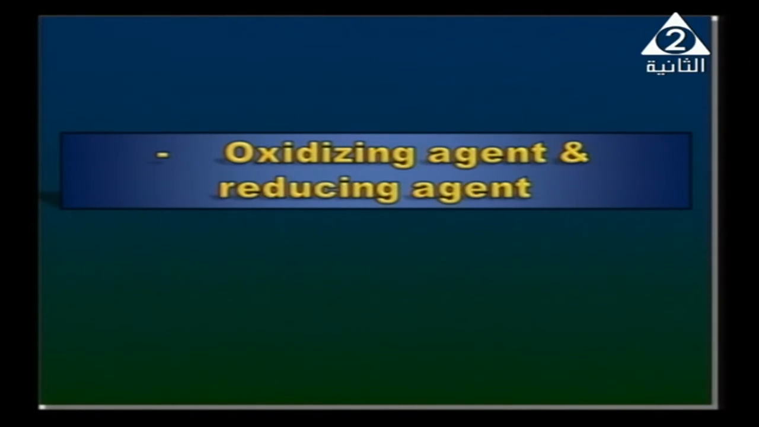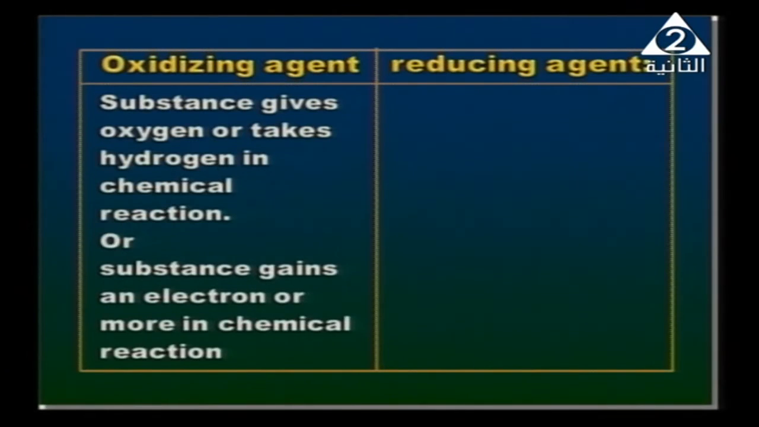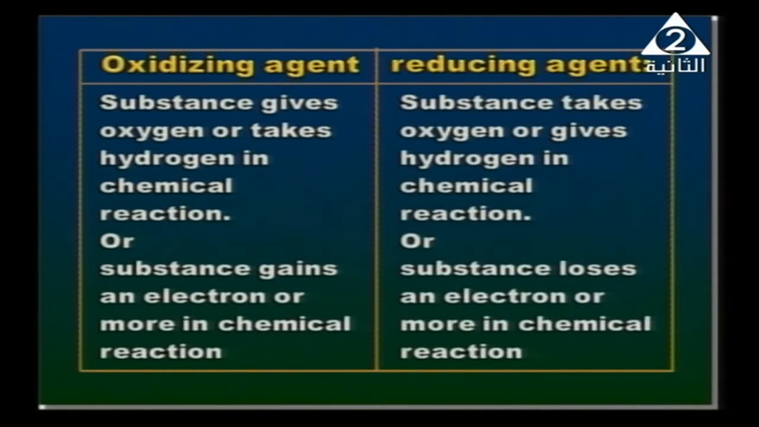Show the difference between oxidizing agent and reducing agent. Oxidizing agent: a substance that gives oxygen or takes hydrogen in the chemical reaction, or a substance that gains one or more electrons. Reducing agent: a substance that takes oxygen or gives hydrogen in the chemical reaction, or a substance that loses one or more electrons.